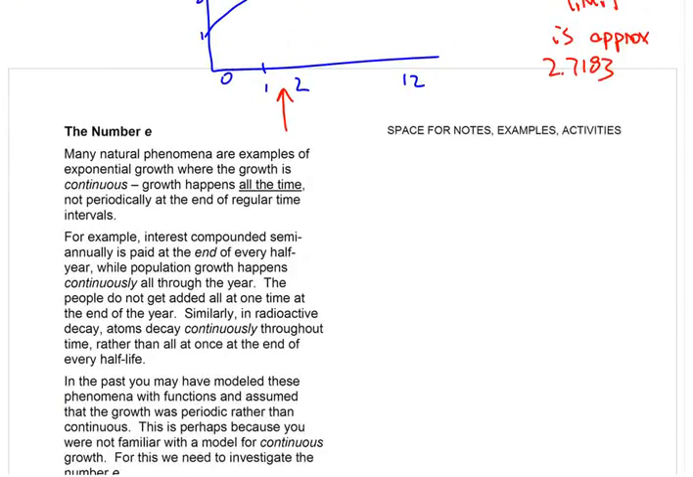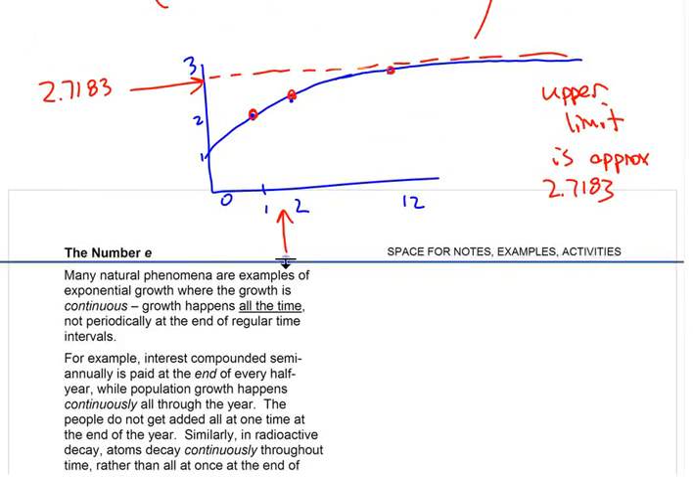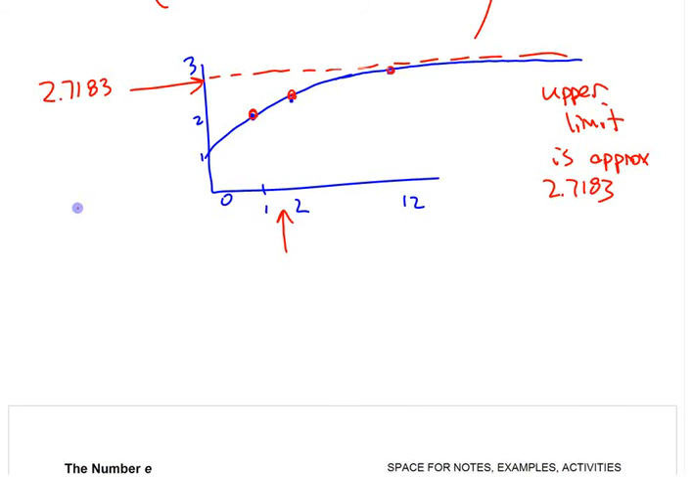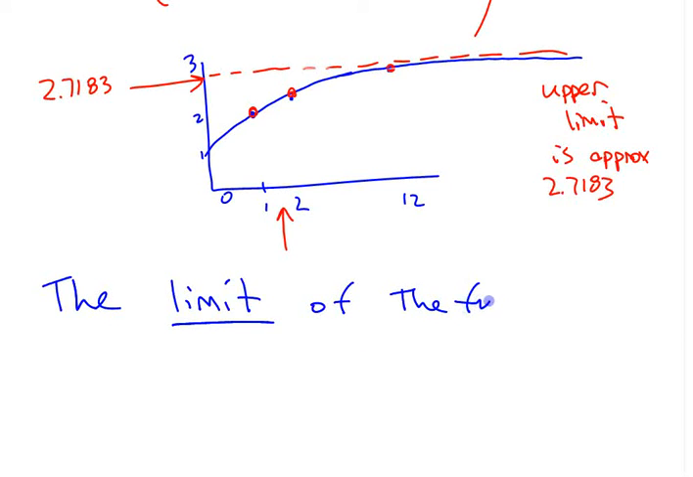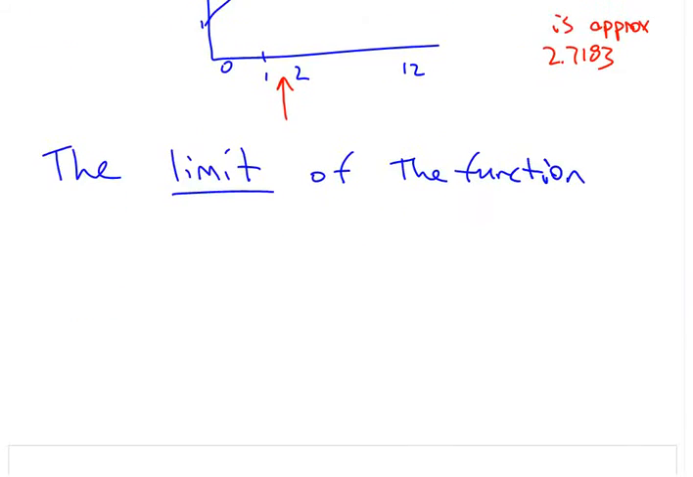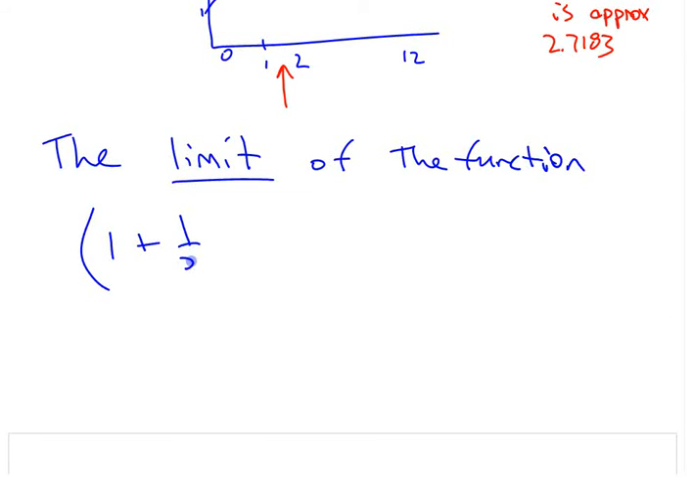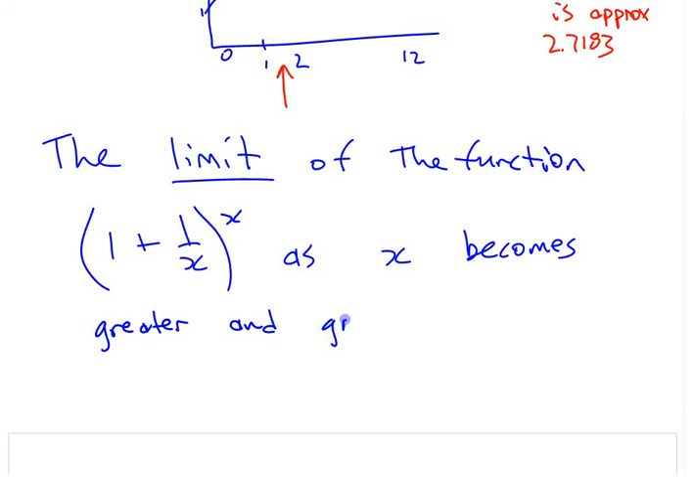We're going to write something down here. This function here has this limit, okay? Let's make some space. You definitely want to write this down. The limit of the function 1 plus 1 over x to the x. The limit of that function as x becomes larger, I should say greater, just to be clear. Greater and greater.